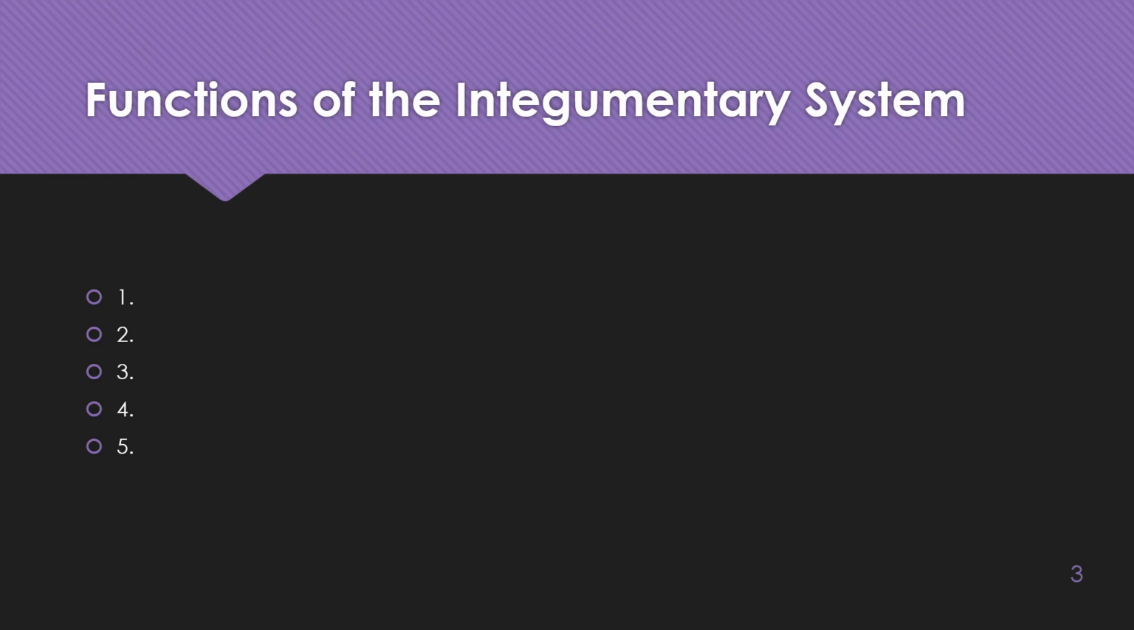Function number 5, the integumentary system also helps us with sensory reception. And the integumentary system contains sensory receptors that allow us to sense changes in pressure, changes in temperature, and also it can help us to perceive pain as well. So it's got pain receptors as well.